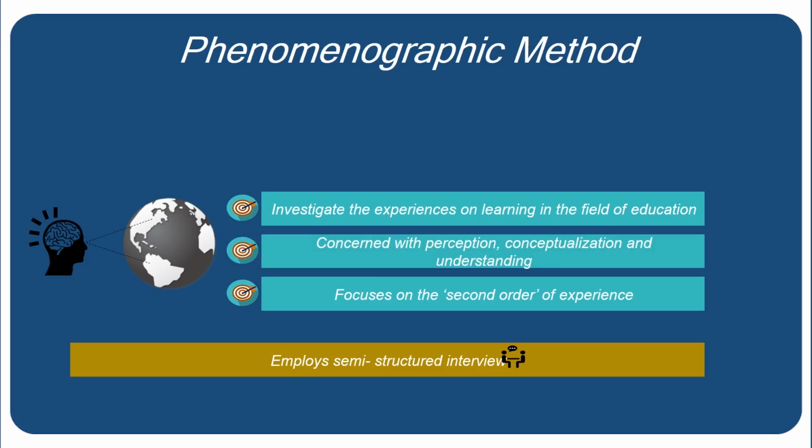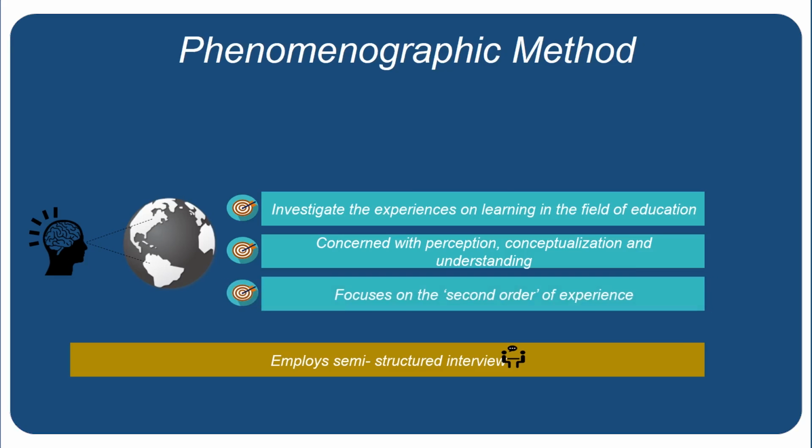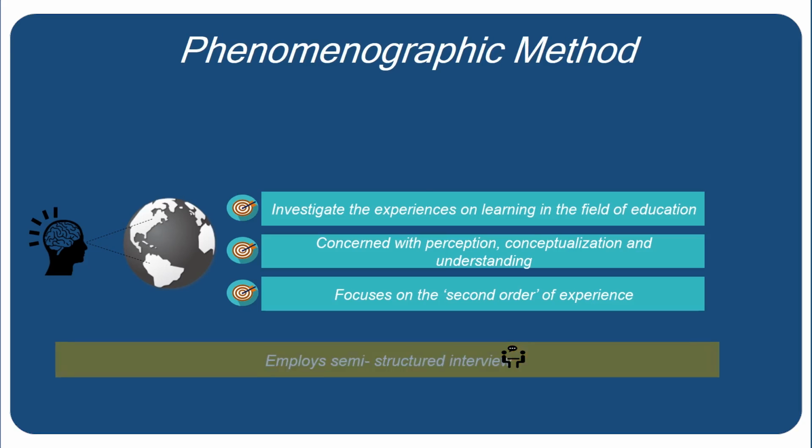The phenomenographic method focuses on the second order of experiences. So, experiences of first order: when a student reads a text, there is a first order experience. When it is read again and understood, it becomes a second order. So, the focus of the phenomenographic method is this second order of experience. It employs the semi-structured interview.